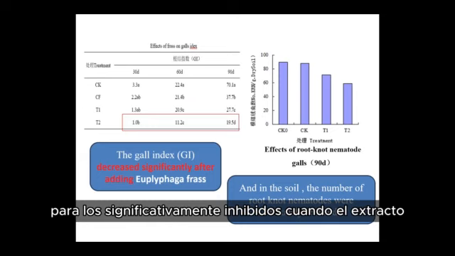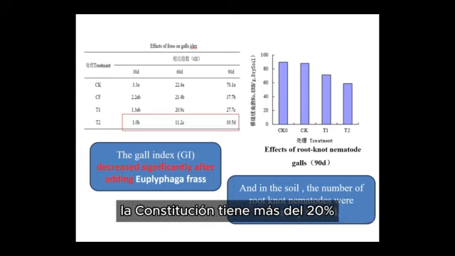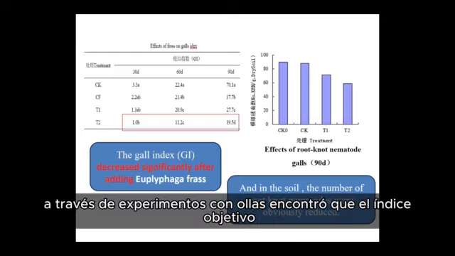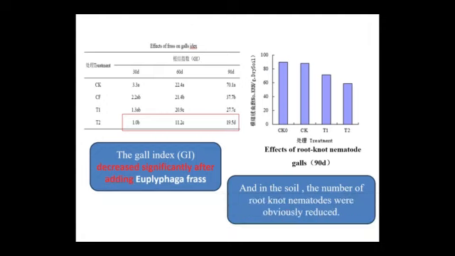Through pot experiments, it was found that the gall index decreased significantly, and in the soil, the number of root-knot nematodes was obviously reduced after adding Eupolyphaga powder.